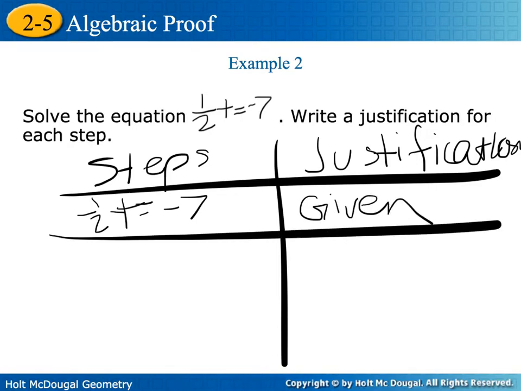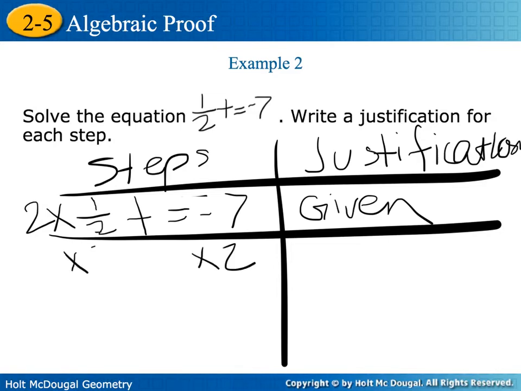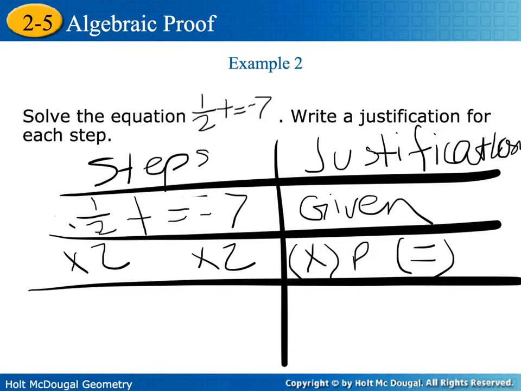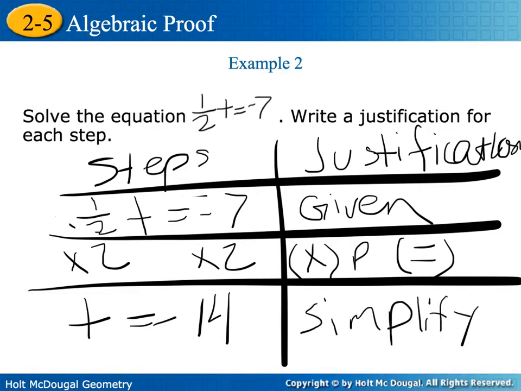Okay, so I'm multiplying or dividing by 1/2. To get rid of a fraction of 1/2, I can multiply by 2. Multiply by 2 on both sides. This would be called the multiplication property of equality. These cancel out and I get t equals -14. And simplify is the reason for this one. It's pretty easy.